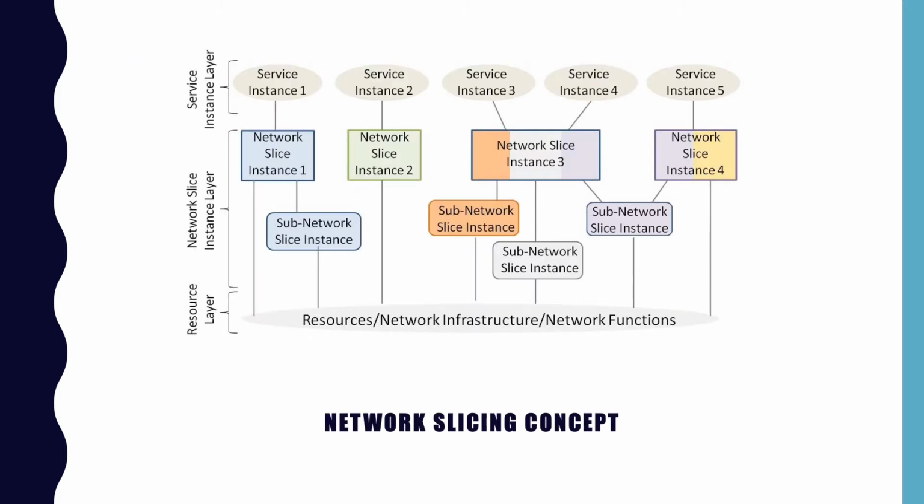The next generation mobile network slicing concept can be seen in this scheme. The network slicing process is broadly broken down into 3 main layers, namely the service instance layer, the network slice instance layer, and the resource layer. Each service instance reflects a service provided by a vertical segment, application provider, or mobile network operator.